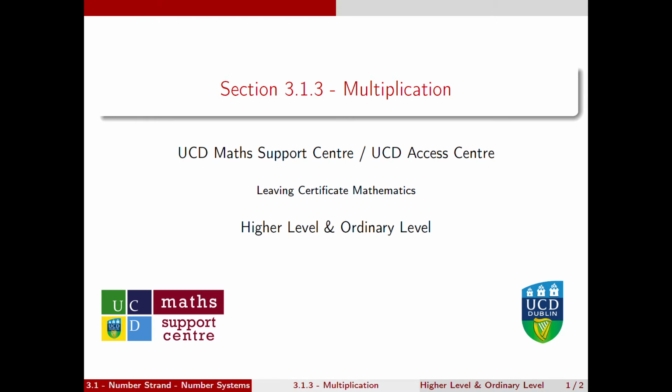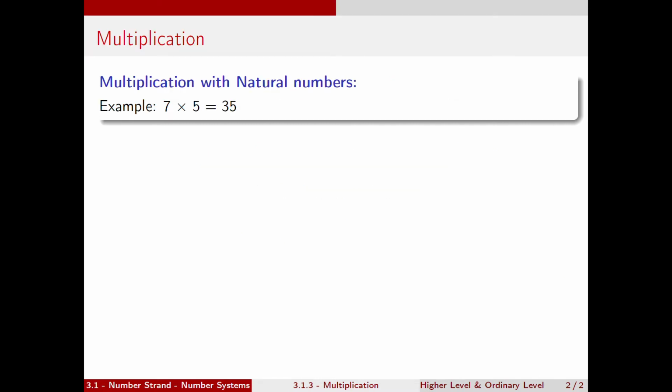In this video we're going to look at multiplication and how to multiply numbers together from the natural numbers, the integers, the rational numbers and the irrational numbers. So we'll begin with an example of 7 times 5, which we can see is equal to 35. But what does this mean?